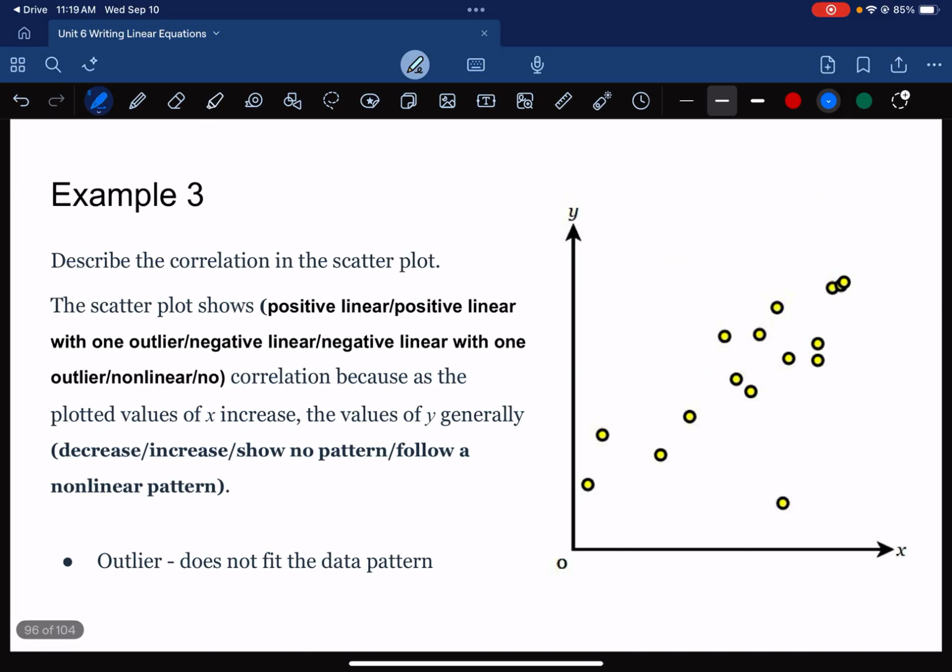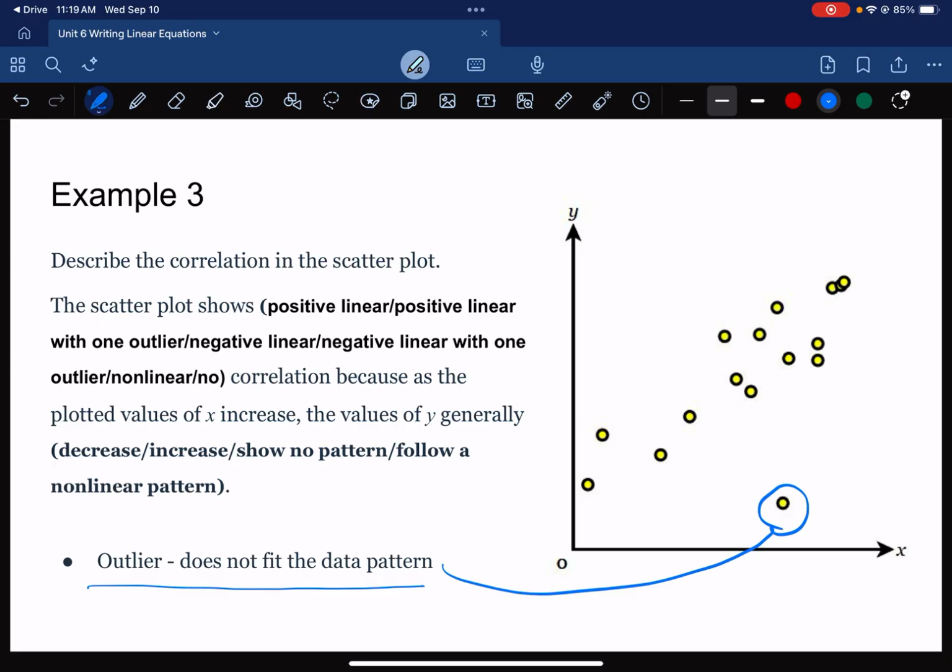Okay. All right. So describe the correlation in the scatter plot. The scatter plot shows: is it a positive linear? Is it a positive linear with one outlier? Well, what's an outlier? An outlier is one of the dots that doesn't fit the pattern. So see that guy there, kind of off in space by himself. Wouldn't it be nice if that wasn't even part of the set because it's not even close to the other dots? That's an outlier.